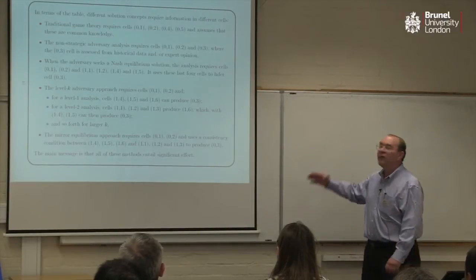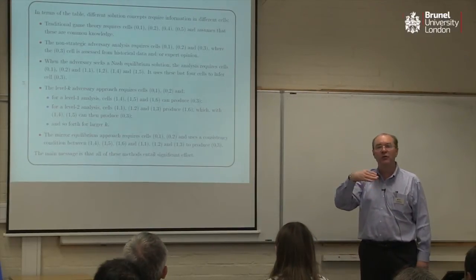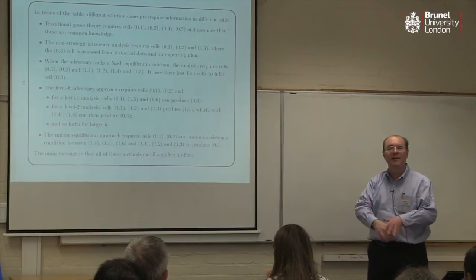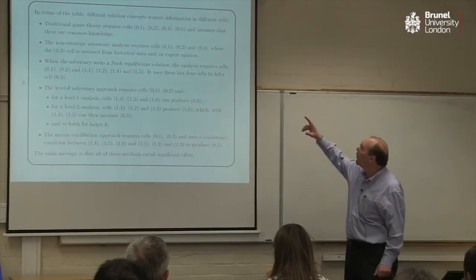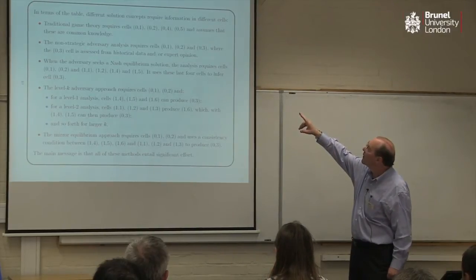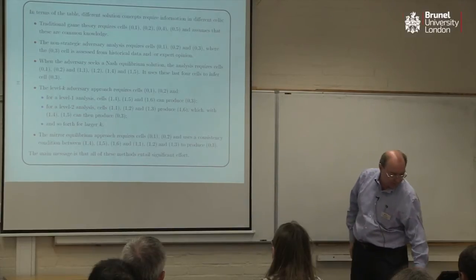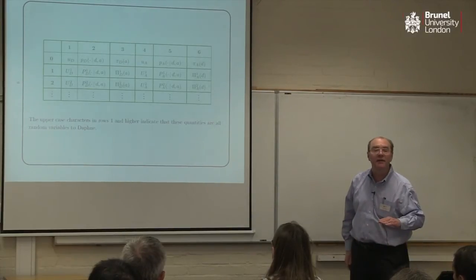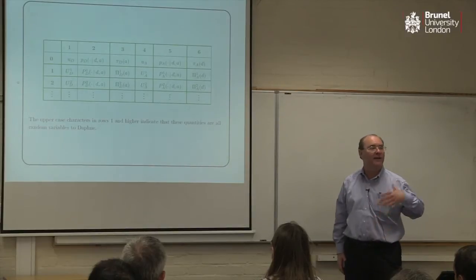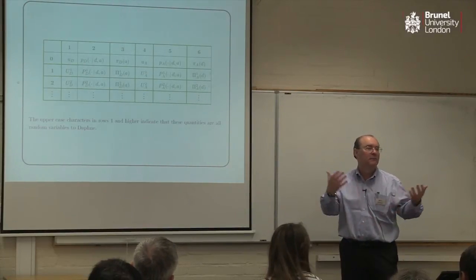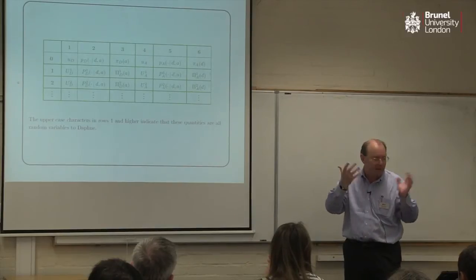Now, if you're going to do traditional game theory, in which you assume common knowledge and everybody knows that the probabilities and utilities are all known, then you're going to use cells 01, 02, 04, 05, and you assume these are known. And obviously that is unrealistic because it's very unlikely that I will know exactly what Keeming thinks is going to be the probability of a successful bomb attack or something like that.